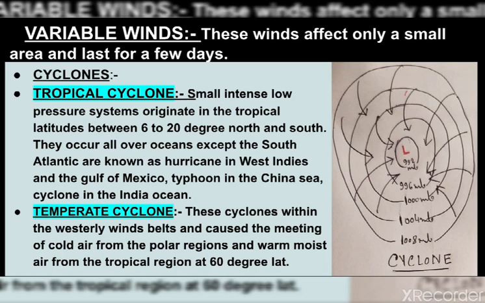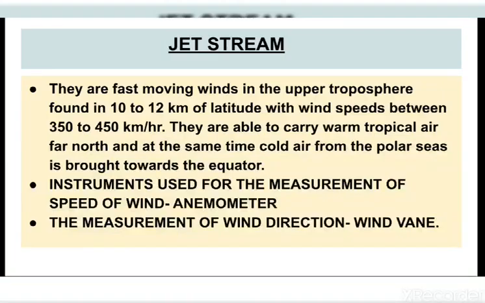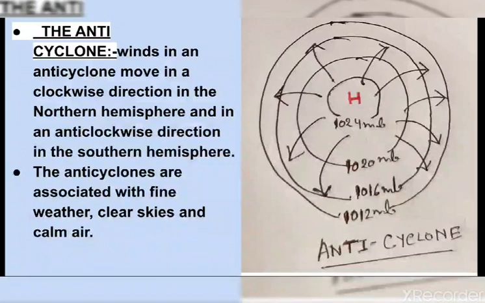The northwestern part of the northern plains of India receives rainfall from the temperate cyclone during the winter time, because at this time the northwestern part of India is experiencing rainfall due to western disturbance that formed from this temperate cyclone. Okay. Now let's learn about anticyclone.